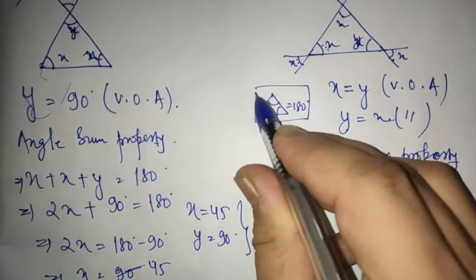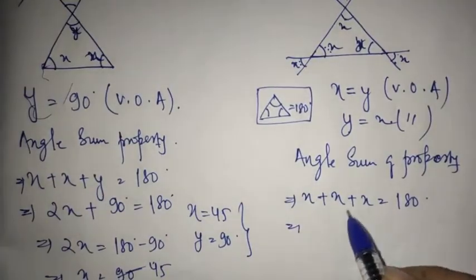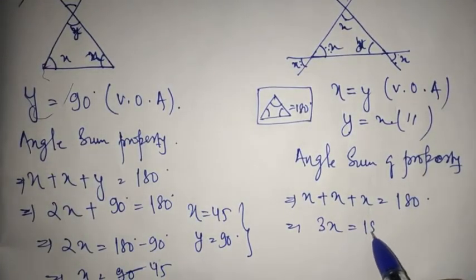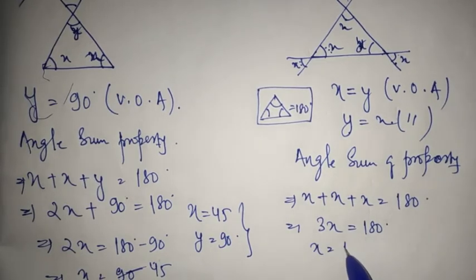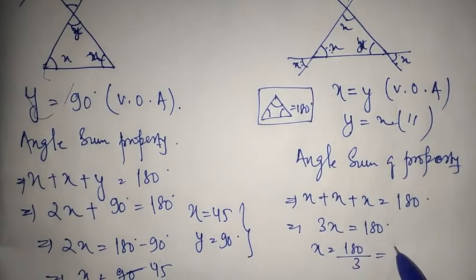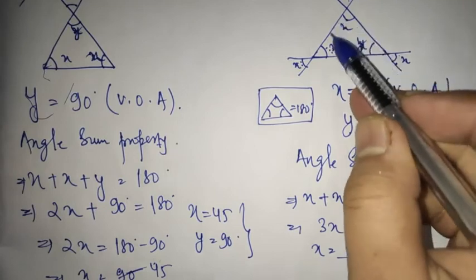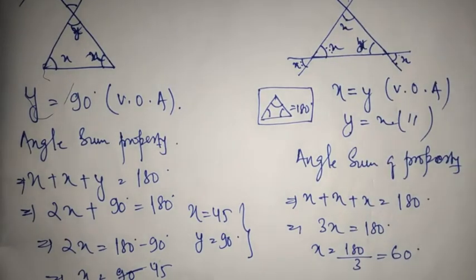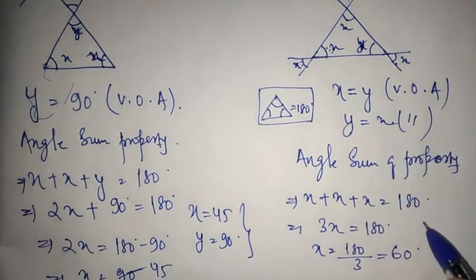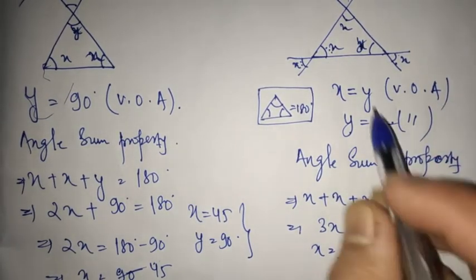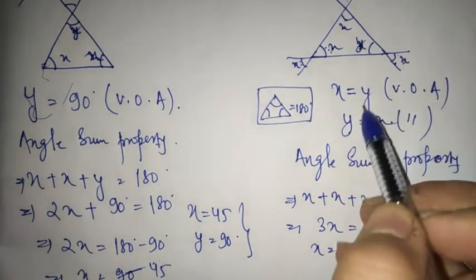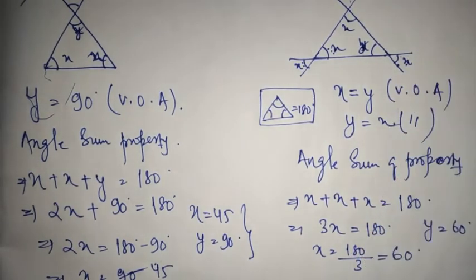I hope you remember. Now x plus x plus x is 3x is equal to 180 degree. Now x is equal to 180 by 3 is equal to 60 degree. So all the values of x is 60 degree. Alright, so there is no y to find. If you have to find the y, then you can also write y is equal to 60 degree. Why? Because y is equal to x. Here also you have written, the reason being vertically opposite angle.